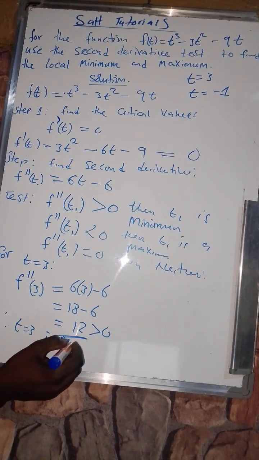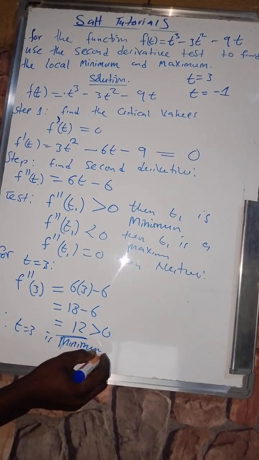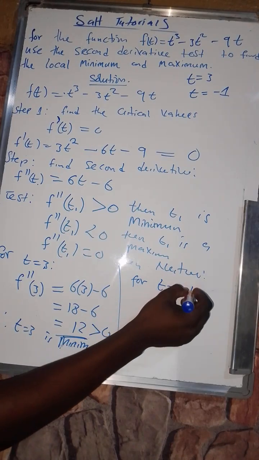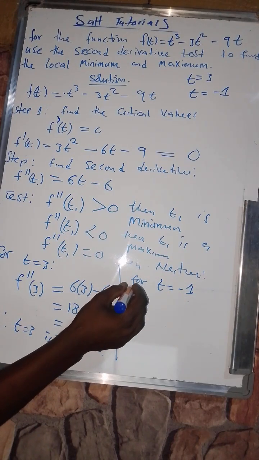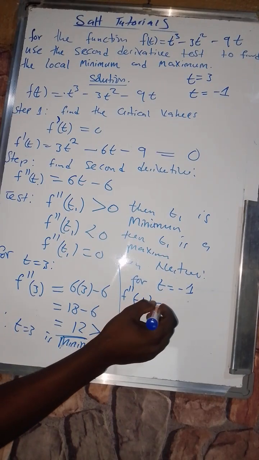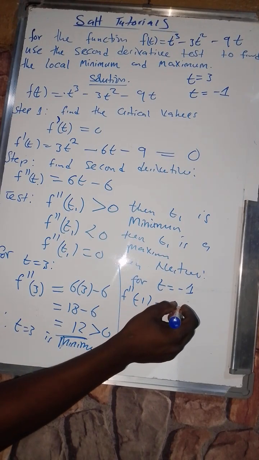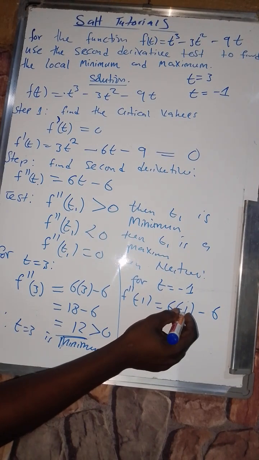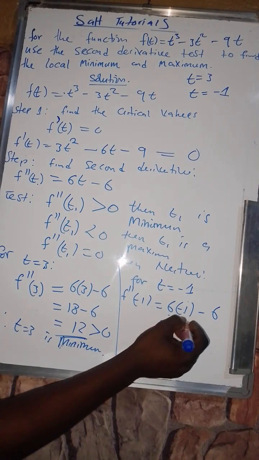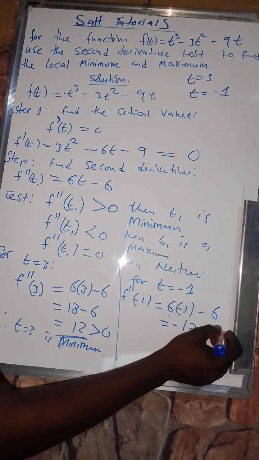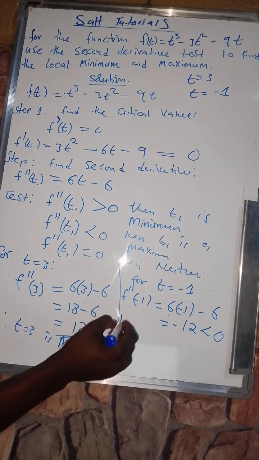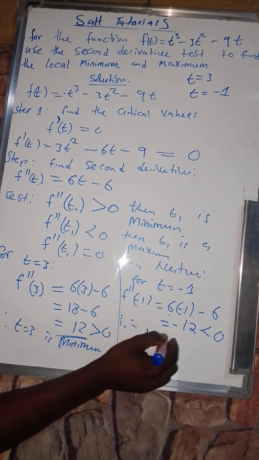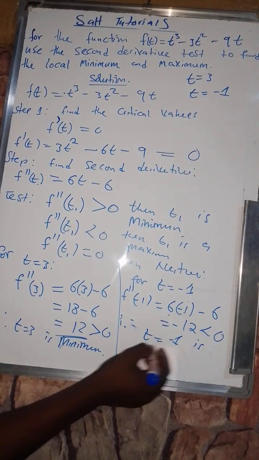But for t equals negative 1, we have f double prime of negative 1 equal to 6 multiplied by negative 1 minus 6. So this is negative 6 minus 6, which gives us negative 12. This is less than 0. So if it is less than 0, therefore t equals negative 1 is a maximum point.